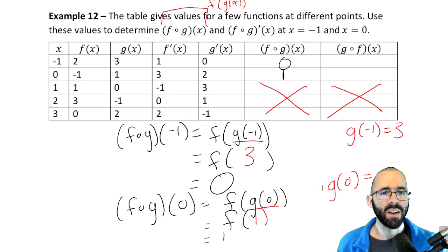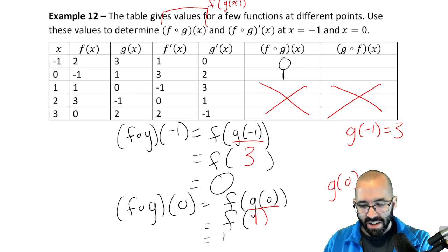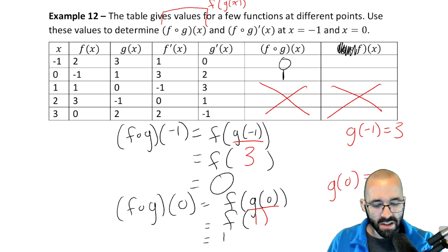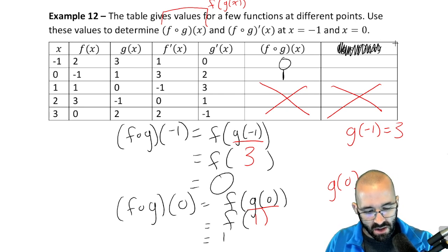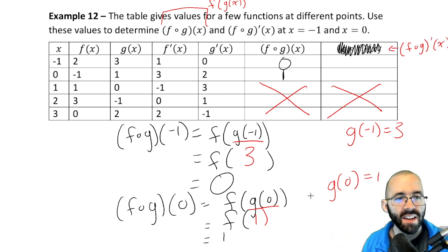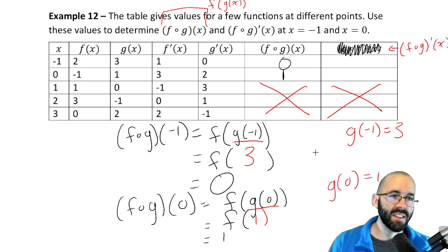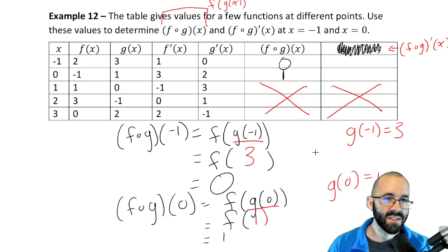Also, I typed this wrong. This column should say f of g prime at x. That's what this column should say. Sorry about that. Update that on your notes. I don't care about g of f.